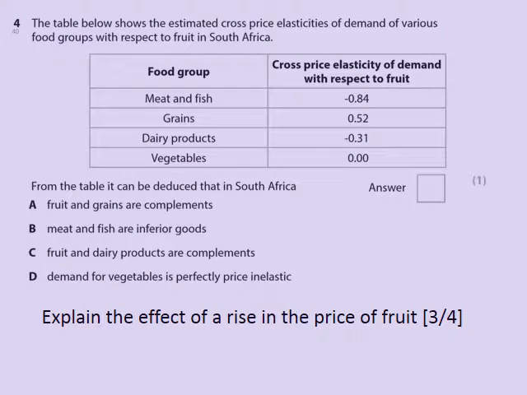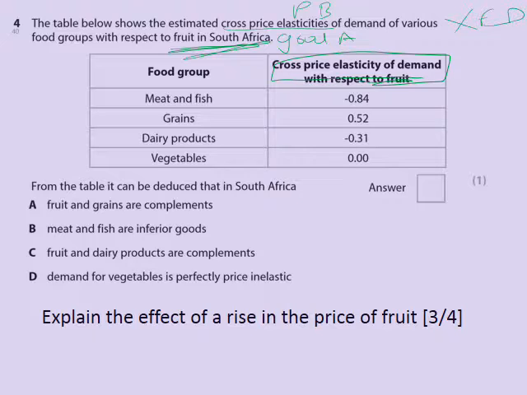Next question is another example of a multiple choice question. This one is talking about cross price elasticities, so XED. Question is, the table below shows the estimated cross price elasticities of various food groups with respect to fruit in South Africa. So that's our price of good B, and the quantity demanded of good A, which is the fruit. So fruit's good A, and then these are all good Bs.